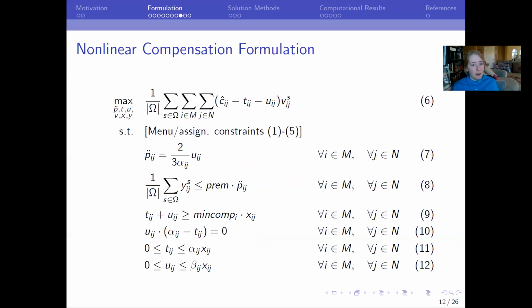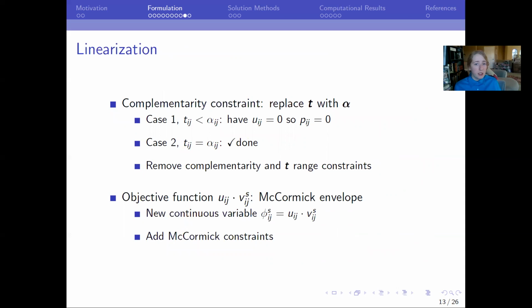Putting this all together, along with constraint 9, which is a minimum compensation constraint so that the driver receives at least some certain amount of money, we have our nonlinear compensation formulation. There are two sources of nonlinearity. Number one, the objective function has a product of variables, and we also have the complementarity constraint 10. Fortunately, we can deal with these without too much hassle.